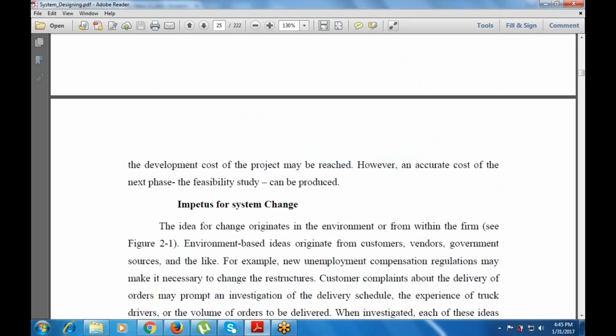The next topic is the impetus for the system change. What is the impetus for the system change? The requirement or change originates either in the environment or from within the firm. Environment-based system changes originate from the customer, vendor, government sources, and the like. For example, consider a new unemployment system, which affects the data and the delivery schedule.